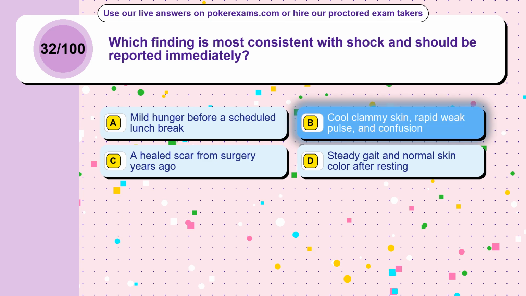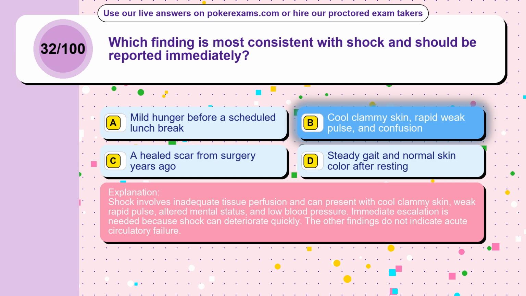The correct answer is option B. Cool clammy skin, rapid weak pulse, and confusion. Shock involves inadequate tissue perfusion and can present with cool clammy skin, weak rapid pulse, altered mental status, and low blood pressure. Immediate escalation is needed because shock can deteriorate quickly. The other findings do not indicate acute circulatory failure.